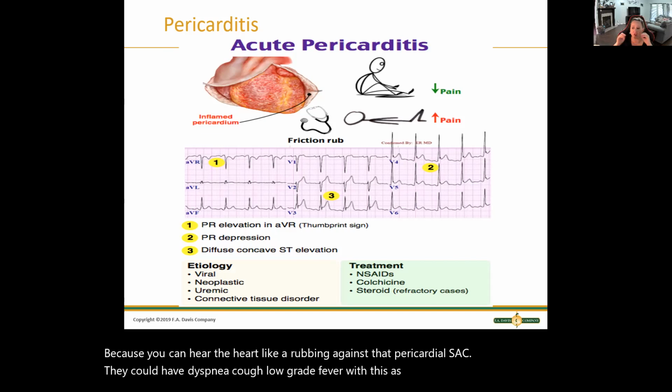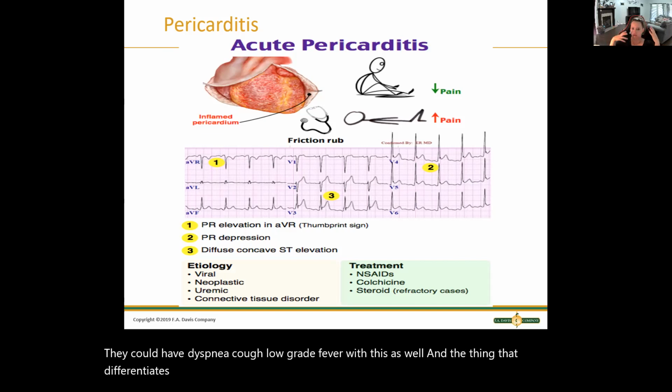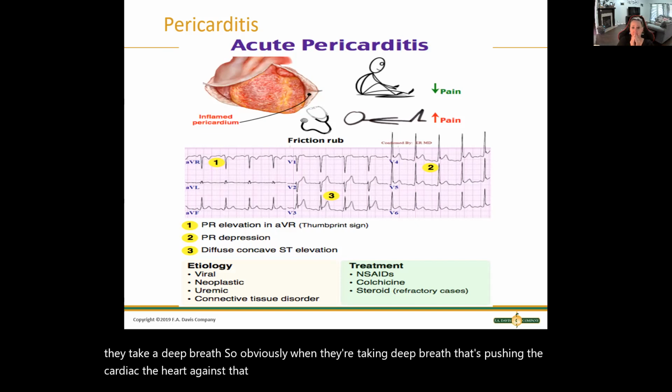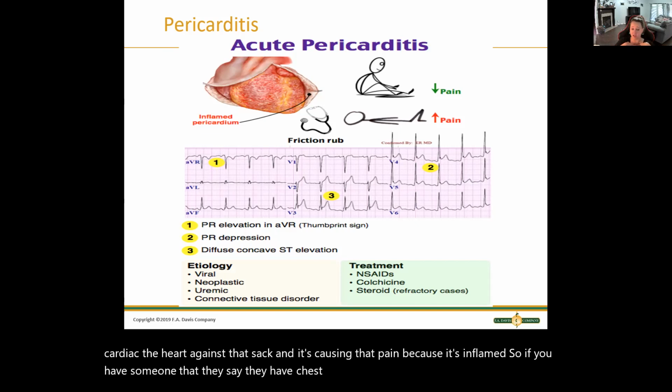And the thing that differentiates this chest pain from an MI chest pain is that the pain is worse when they take a deep breath. So obviously when they're taking a deep breath, that's pushing the heart against that sac, and it's causing that pain because it's inflamed. So if you have someone that says they have chest pain and it's worse when they take a deep breath, that's a red flag for pericarditis, right?